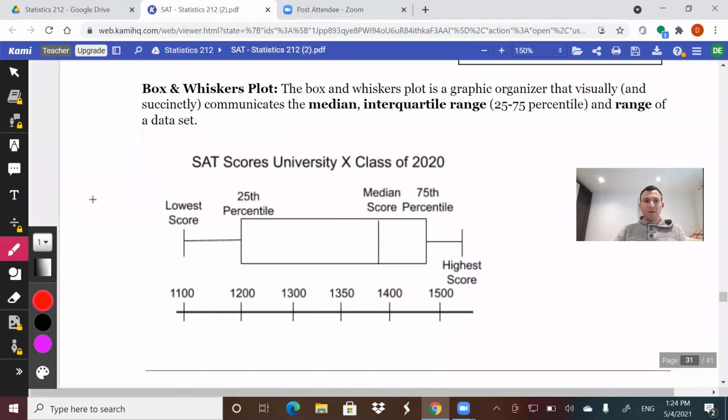Let's talk about the box and whiskers plot, and then we'll hit a few problems real quickly, and then the video will be over. I know this is a long one. So box and whiskers, really simple. The whiskers give you your range. So in this case, we go from about 1100 all the way up to, it looks like someone got maybe a 1600 on that SAT. So the range would be roughly 500, and we get that from the whiskers.